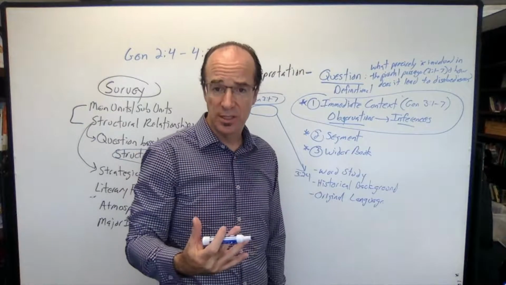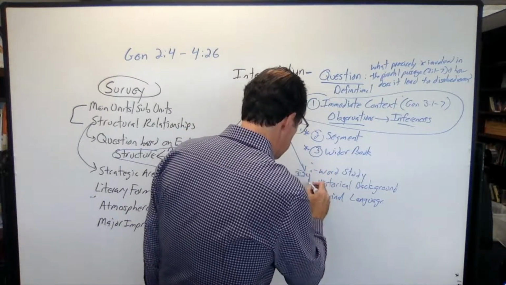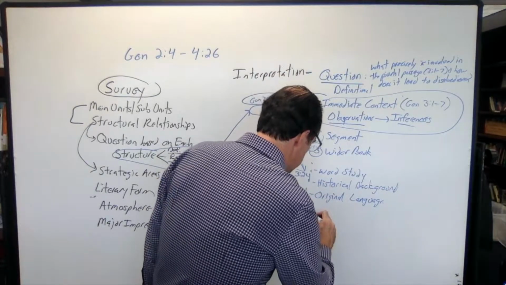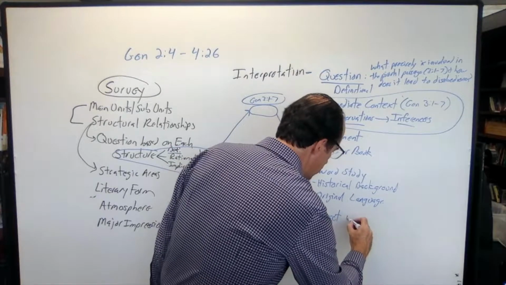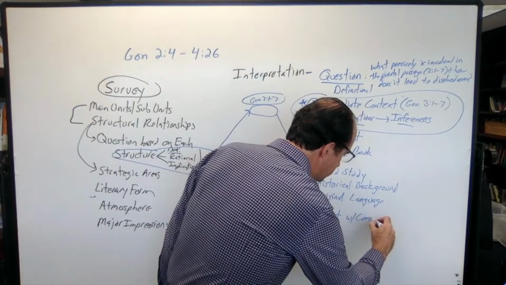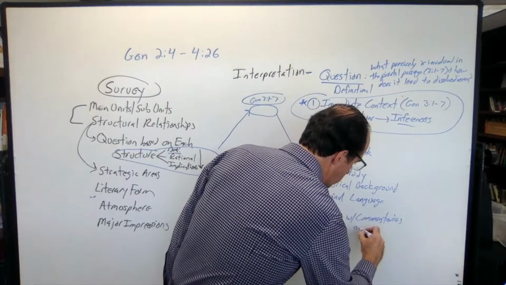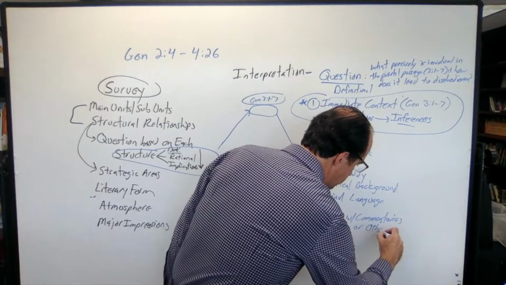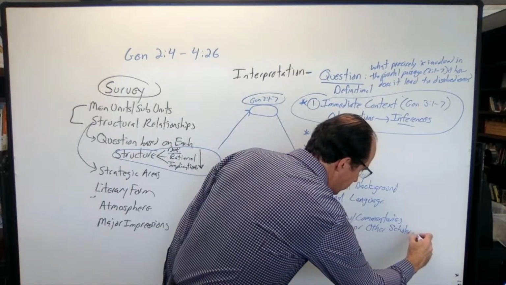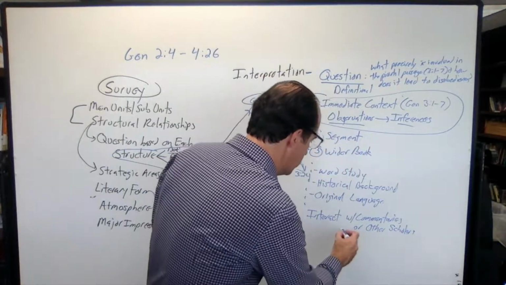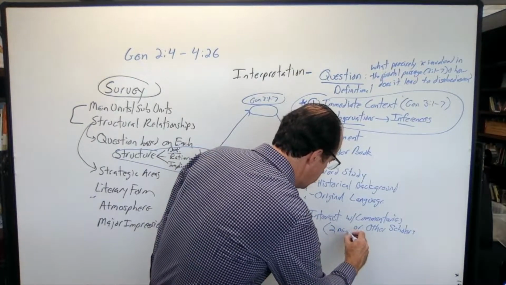And then the last thing that you want to do with your interpretation is interact with commentaries or other scholars. So you can use scholarly articles or commentaries in this section here, and you want to look at least two. Two is the minimum.